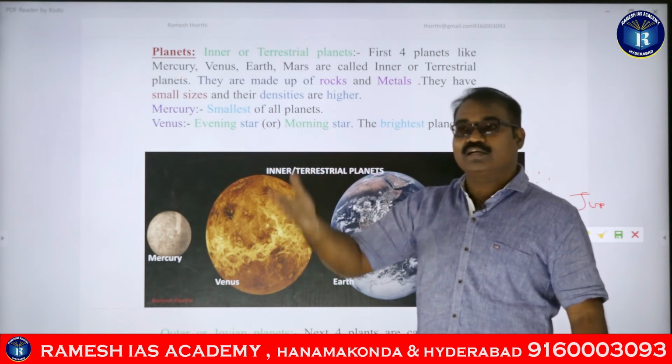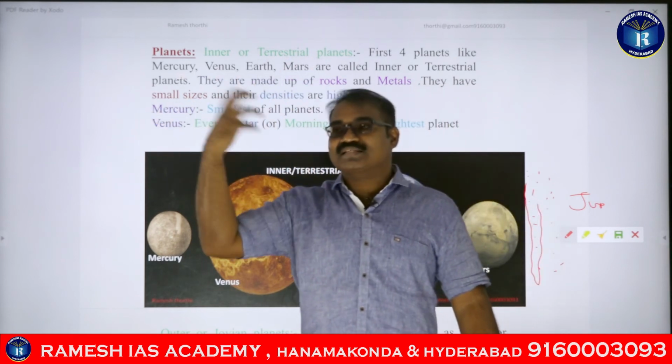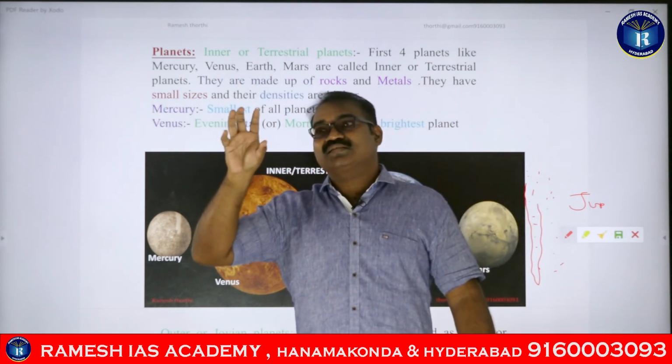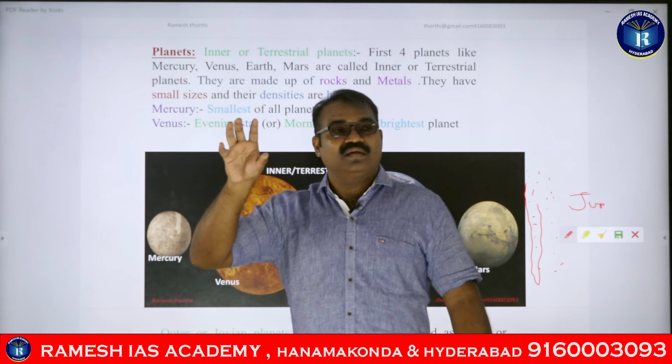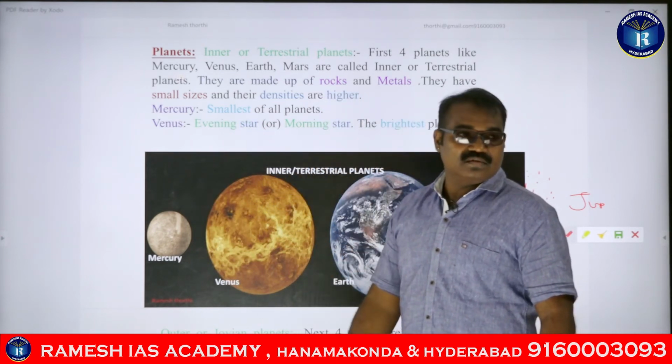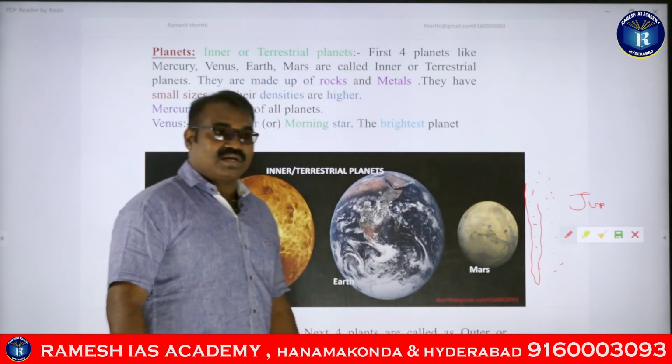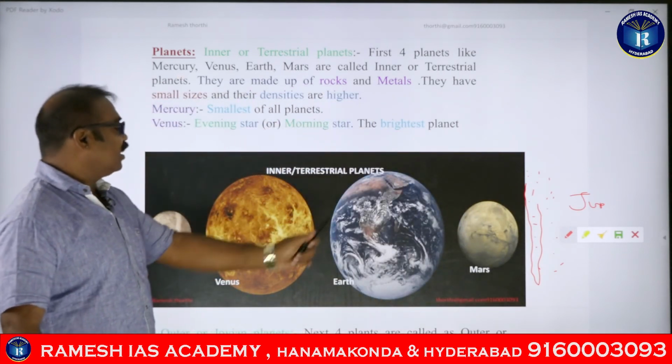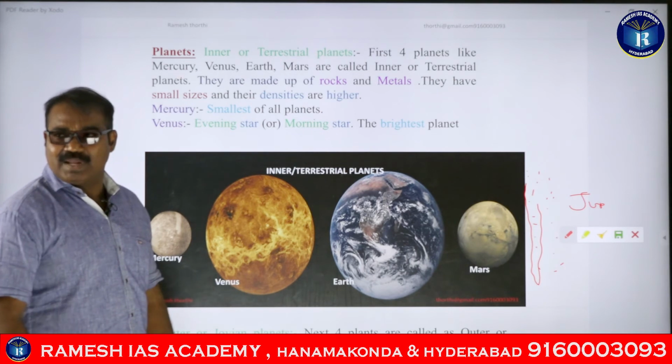And once the sun has set also, before the other stars come, the bright star-like structure which is seen in the skies is nothing but Venus. Hence it is called the evening star. It is called the morning or the evening star, guys. Right? Then the Earth. We know that it is a fertile planet.